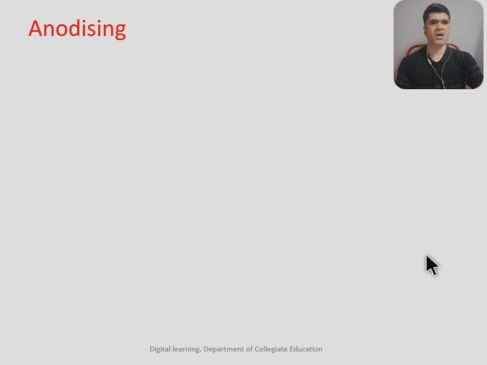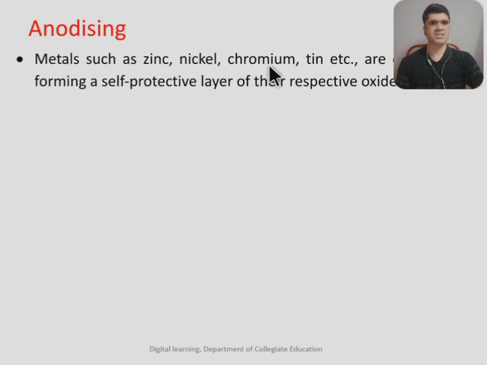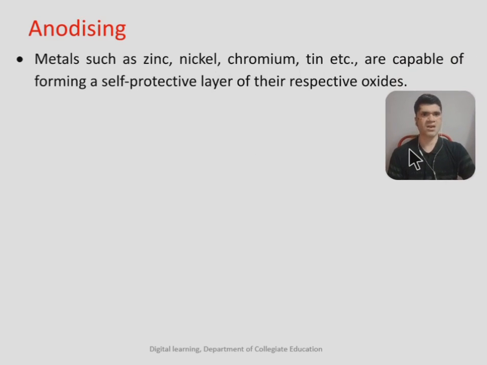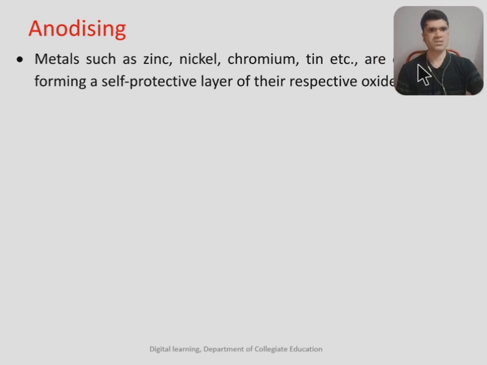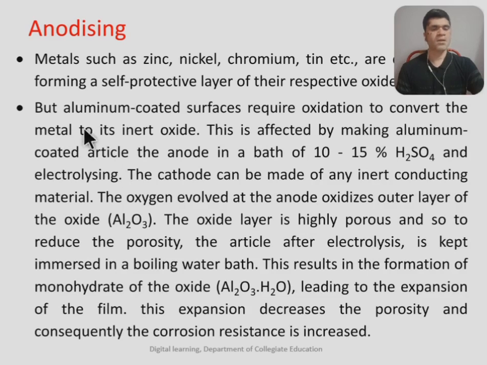Next we will move to anodizing. Metals such as zinc, nickel, chromium, tin, etc. are capable of forming a self-protective layer of their respective oxides. So they form self-protecting layers. For zinc, nickel, chromium, even after corrosion, the zinc oxide formed will protect the surface of the inner zinc. But an aluminum coated surface requires oxidation to convert the metal to its inert oxide. This is effected by making the aluminum coated article the anode in a bath of 10 to 15% H2SO4 and electrolyzing.